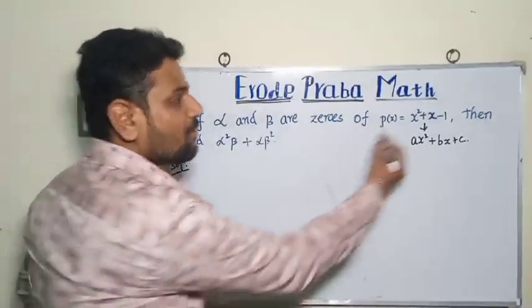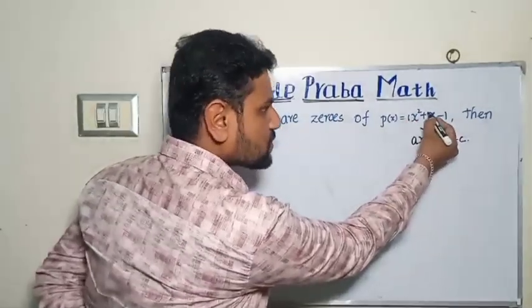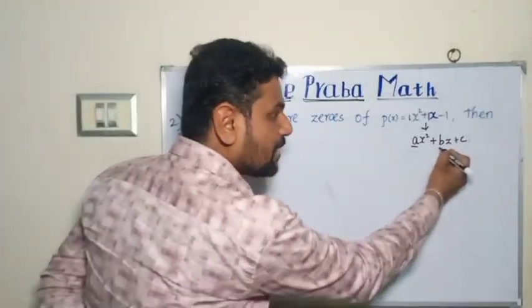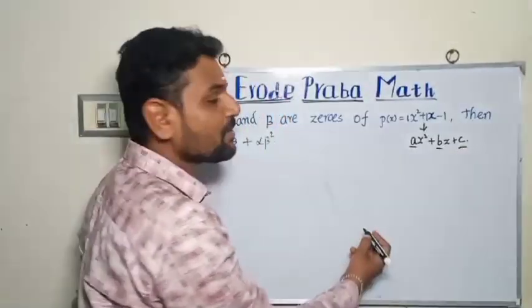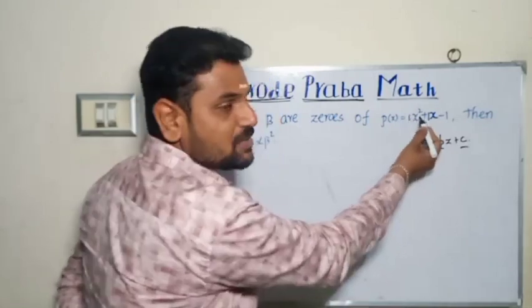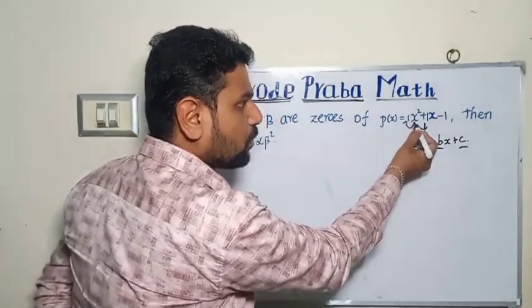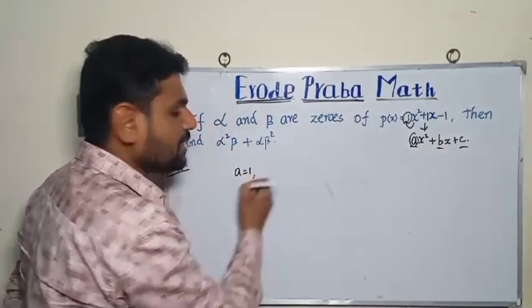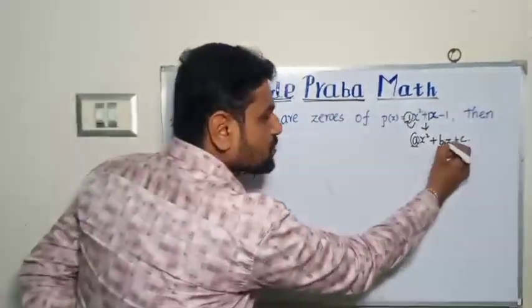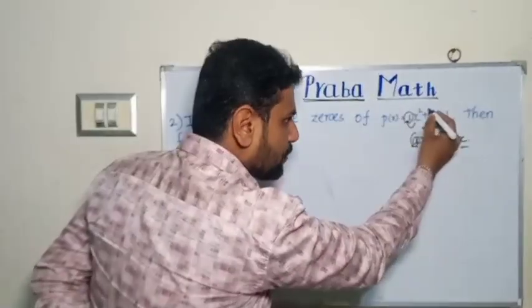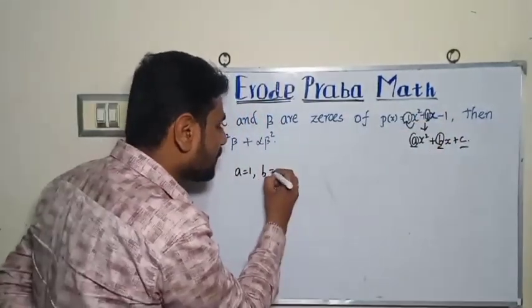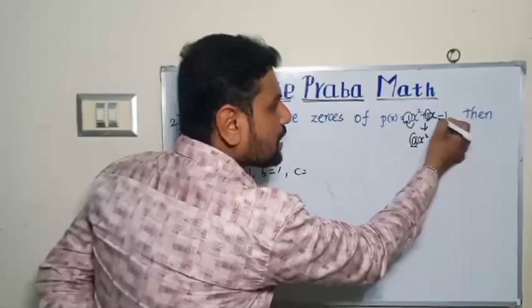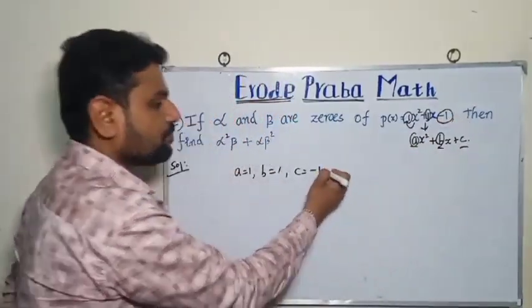So listen here. We have 1x² + 1x − 1. Here a is the coefficient of x², b is the coefficient of x, and c is the constant. Here the coefficient of x² is 1, so a = 1. We can write this in the solution: a = 1. Next, b is the coefficient of x, which is 1. So b = 1. This is plus 1, this is also plus 1. Next, c is equal to what? That is −1. We write it here.